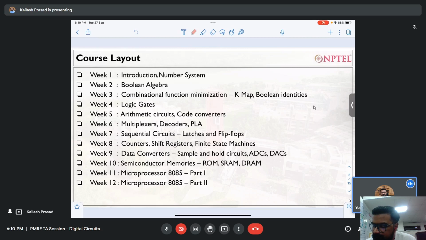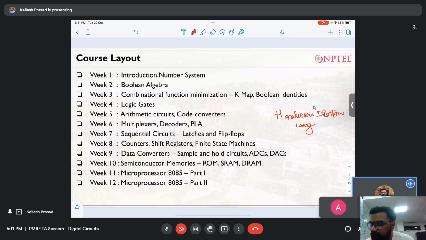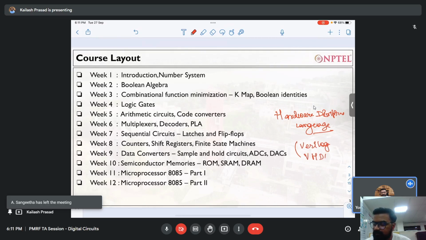So we have questions on hardware description language, right? And there are a couple of hardware description languages which are available. First one is Verilog. The second one is VHDL, which we have discussed in the NPTEL lecture, and we'll be solving questions on the basis of that. And the third one is what we call SystemVerilog, right?